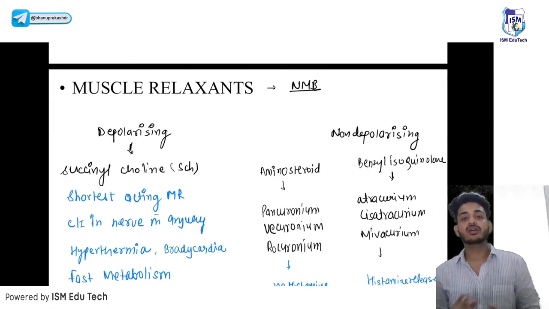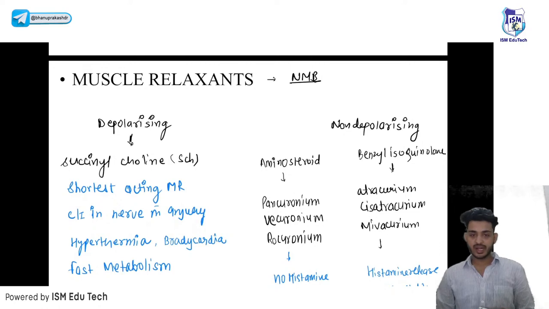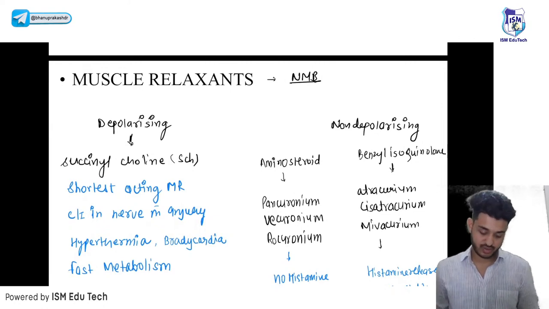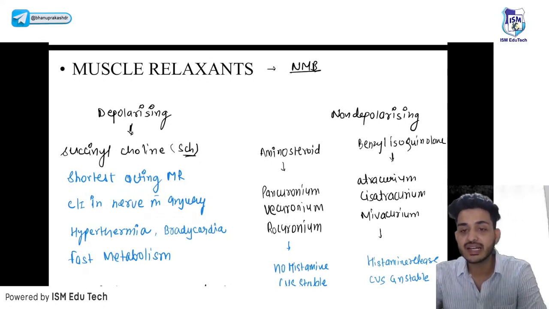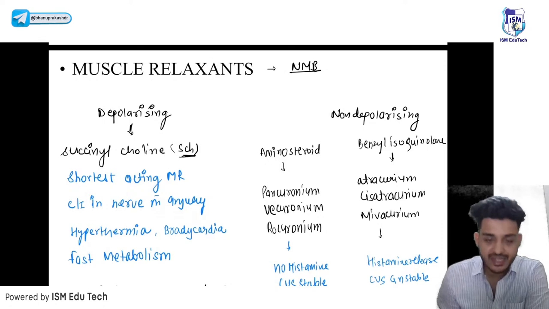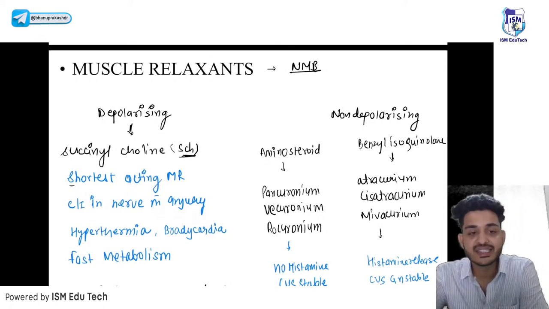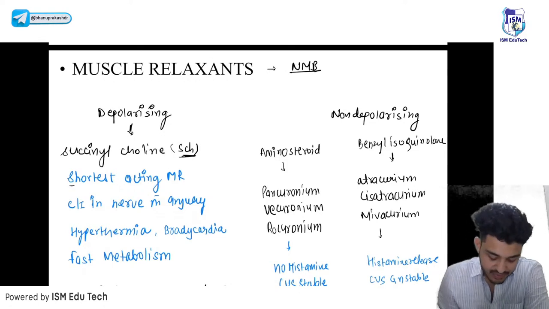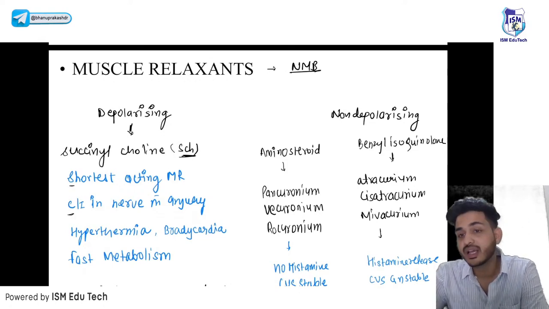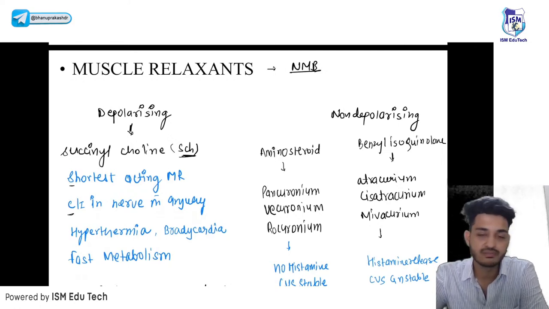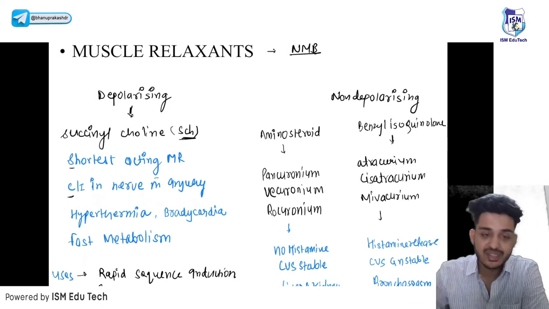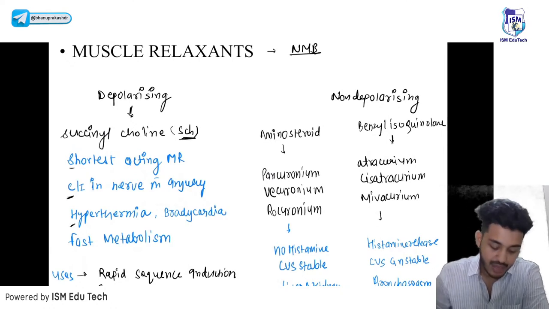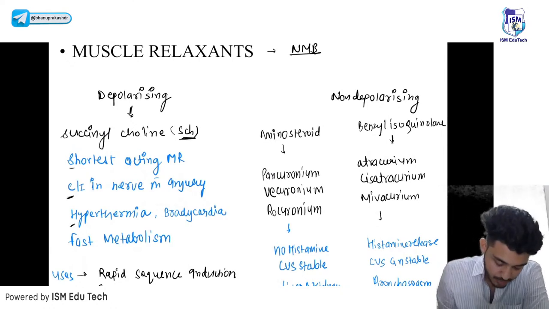So we have two types of neuromuscular blocking drugs. The first one is depolarizing blockers, the second one is non-depolarizing blockers. In depolarizing, the first thing is succinylcholine. How do you remember? With the name itself: S for shortest acting, this is your shortest acting muscle relaxant. C for contraindicated in nerve and muscle injury, where there will be release of potassium, which is detrimental. So we should not use it in nerve and muscle injury. Third, H for hyperthermia, the malignant hyperthermia we have seen.